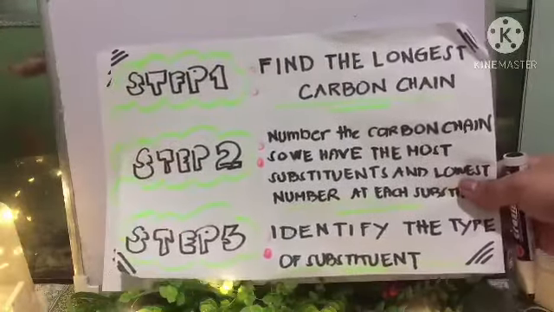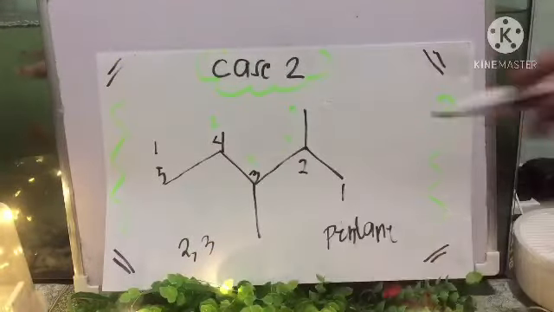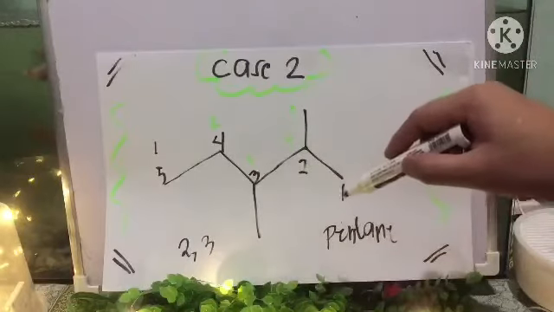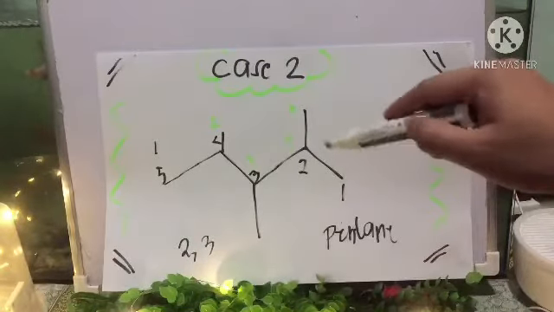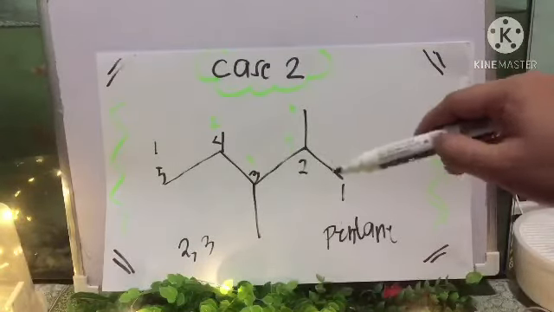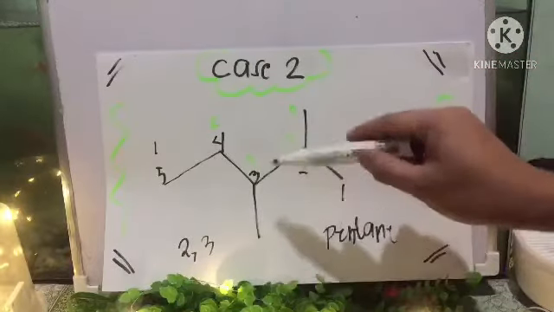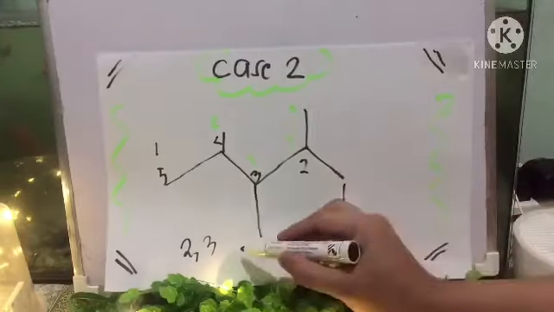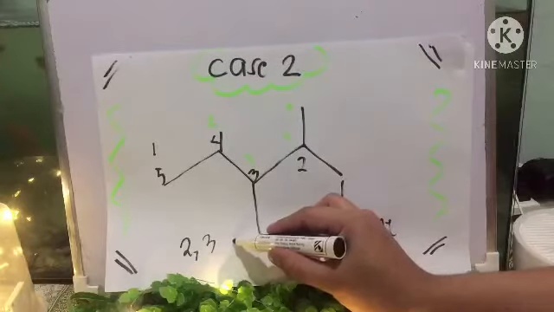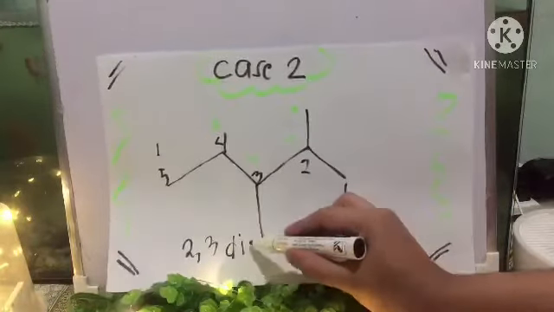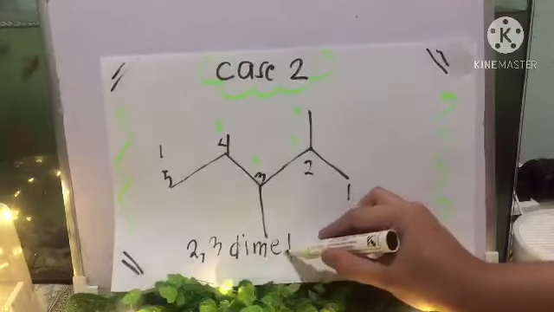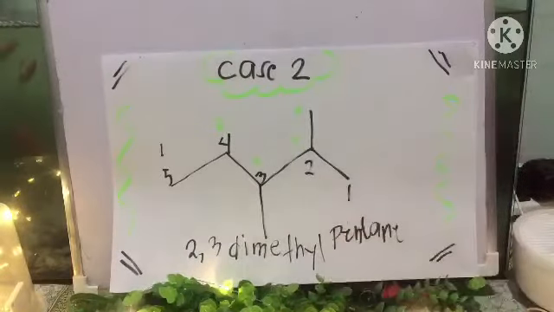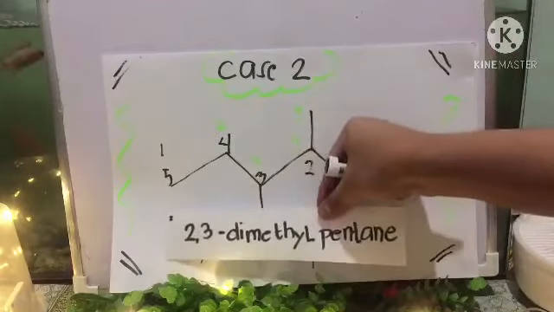So step 3, identify the type of substituents. So we have 2 methyl groups, and since there are 2 of the same substituent, the prefix for 2 is di, because we have 2 methyl here, so dimethyl. And this is the name of the structure, so dimethylpentane. Yeah, 2,3-dimethylpentane.